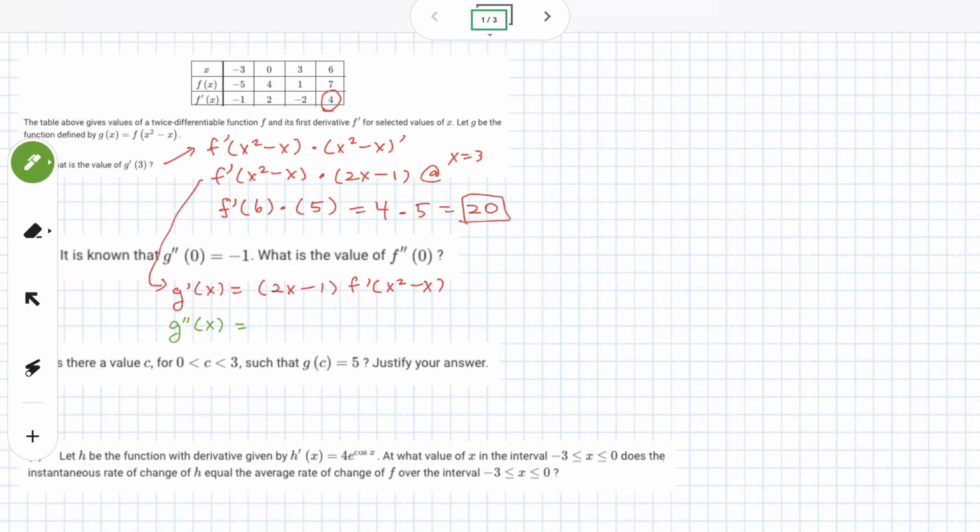And then what they want us to do is find g double prime of x, which would be a product rule, right? So first times the derivative of the second, but check this out, that this is going to be f double prime of x squared minus x times 2x minus 1, because it's another chain rule. Plus the second times the derivative of the first, which would just be 2.